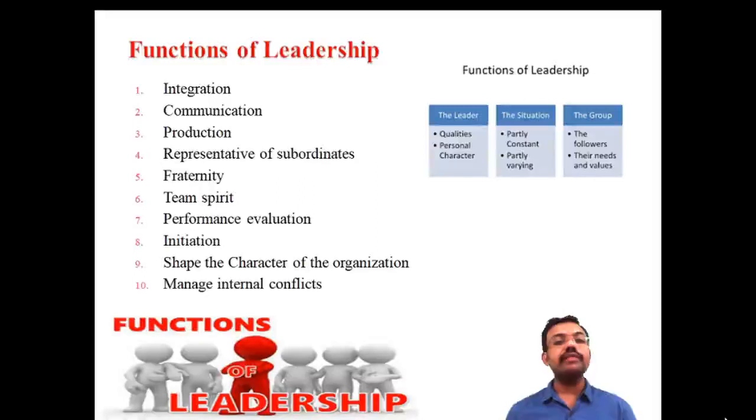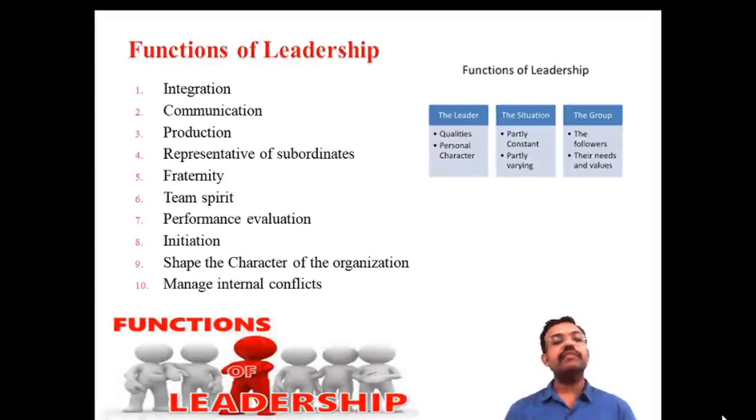One of the important functions of leadership is team spirit. That means union is strength, developing good performance. The seventh one is performance evaluation. What is performance evaluation? It's evaluating the performance of your employees. A leader tries to evaluate the performance of the employees and give the necessary feedback for better performance. Performance evaluation is one of the important functions of leadership.